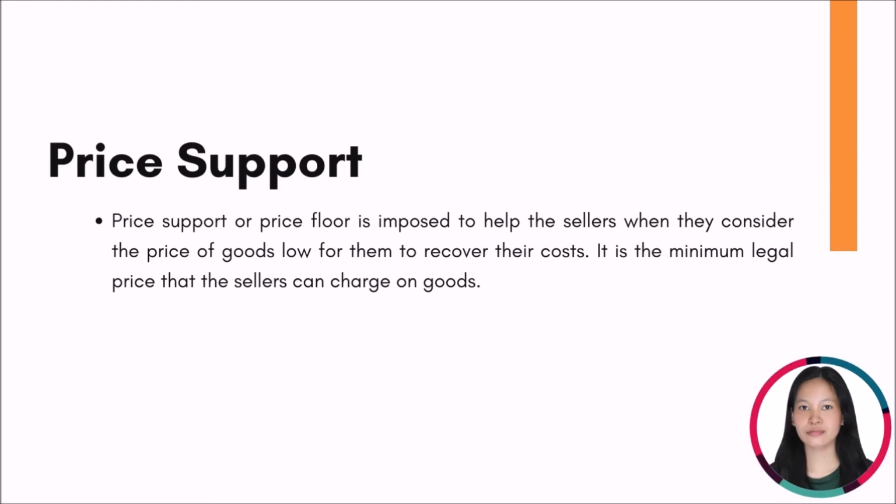On the other hand, price support or price floor is imposed to help the sellers when they consider the price of goods too low for them to recover their costs. It is the minimum legal price that the sellers can charge on goods. The most prevalent use of price floors is seen through the prices set by the government for agricultural products such as palay and corn. The government usually attempts to stabilize or raise farm incomes by maintaining prices of farm commodities above their equilibrium values using its power to alter price.